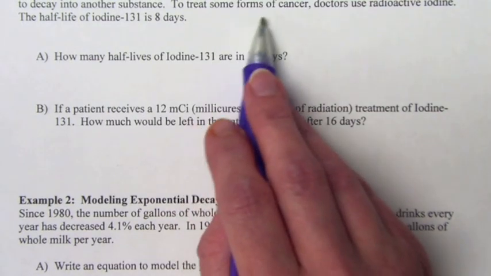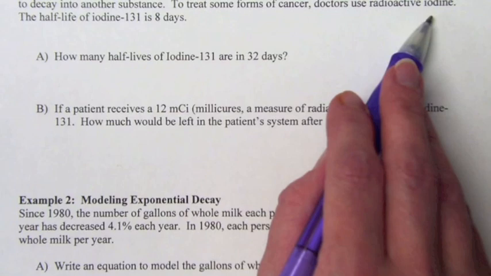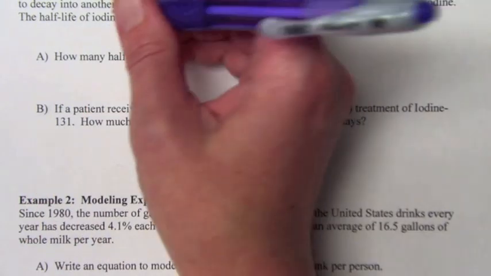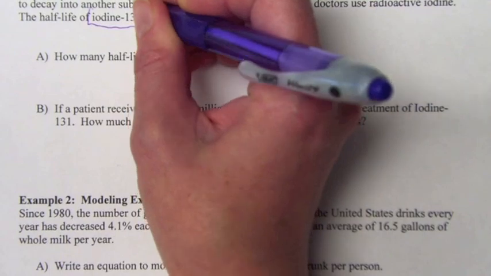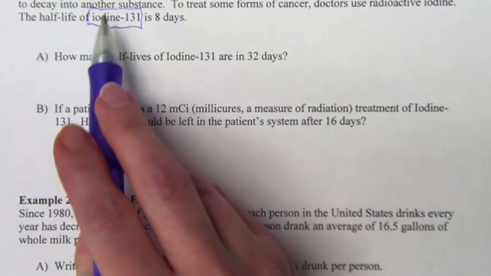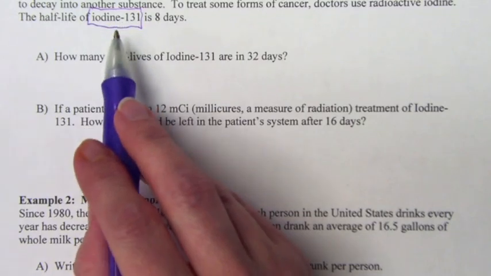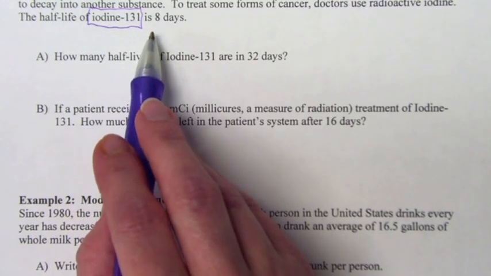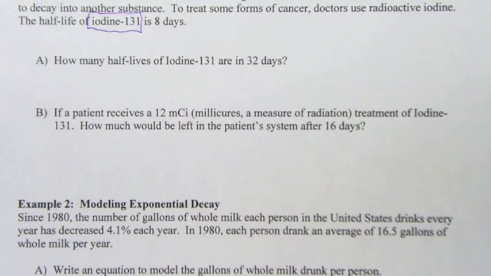To treat some forms of cancer, doctors use radioactive iodine. The half-life of iodine-131, that's just the type of iodine it is. Okay? So that has nothing to do with the math part of it. It's just, iodine-131 is what the substance is called. This substance has a half-life of 8 days. That means it takes 8 days for half of that substance to go away.